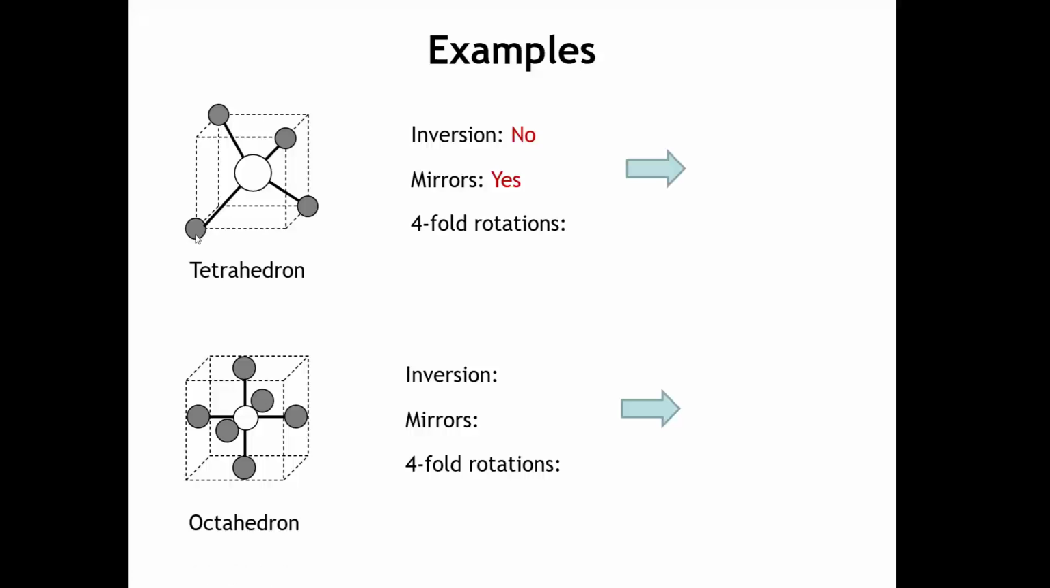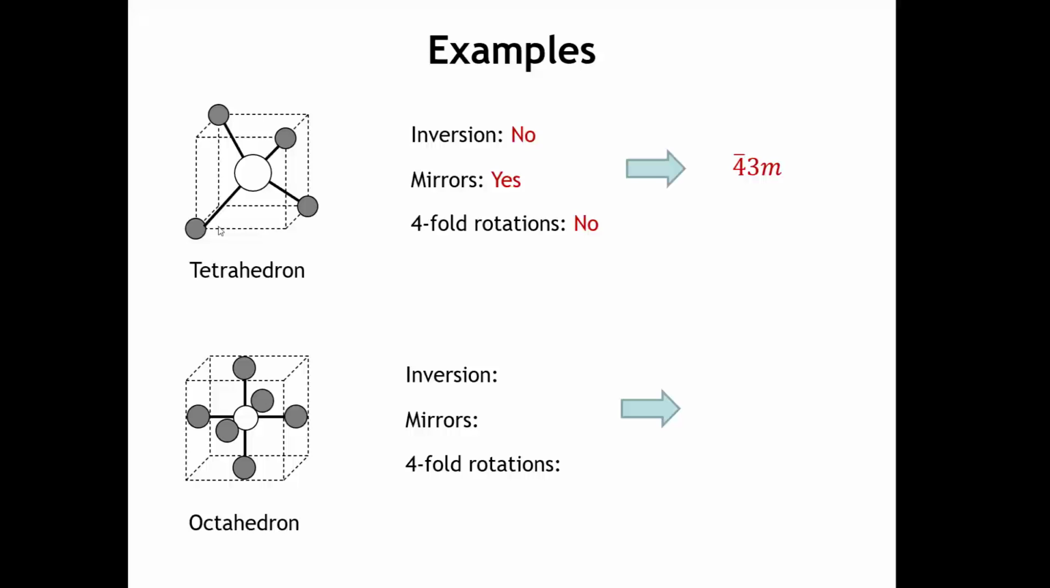And are there fourfold rotation axes? And the answer is no. There's no fourfold rotation axis in a tetrahedron. And so, from the answers of these questions, we can deduce that the point group must be 4 bar 3m. Okay, that's the point group of a tetrahedron.